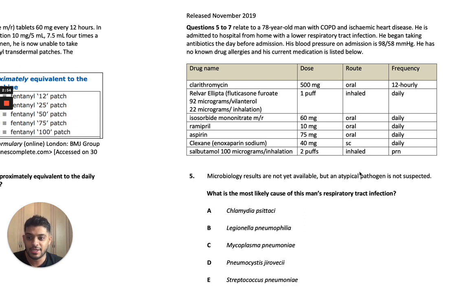So here is where it gets interesting. Here it tells you that the microbiology results are not yet available, but an atypical pathogen is not suspected. This is very interesting as well. What is the most common cause of this man's respiratory tract infection? So this is a question provided by the GPhC, and here you've been provided with 5 different bacteria that could be, I say bacteria, and there's also 1 fungi, which we'll go through in a bit more detail.